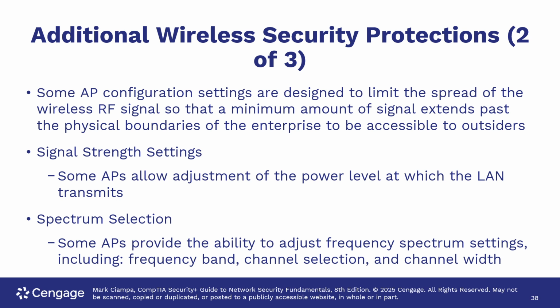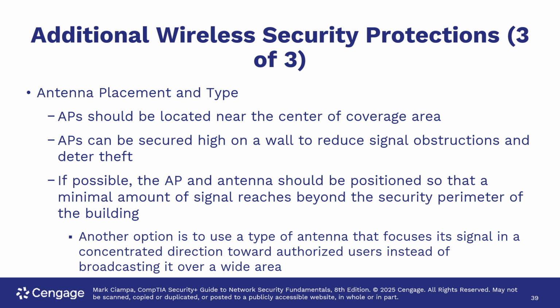Signal strength settings: some access points allow the adjustment of the power levels at which the local area network, LAN, transmits. You have your spectrum selection. Some access points provide the ability to adjust frequency spectrum settings, including the frequency band, channel selection, and channel width. Then there's the antenna placement and type.